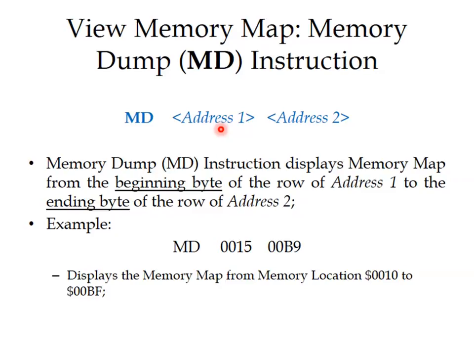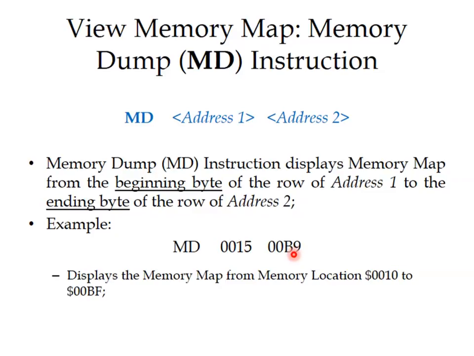Now let's say I wrote some address in address 1, and some address in address 2. Just to understand, let's say the first address that I wrote is 0015, and the second address is 00B9. It's random, I just selected two addresses. That means you actually want to see the address locations 0015 to 00B9.